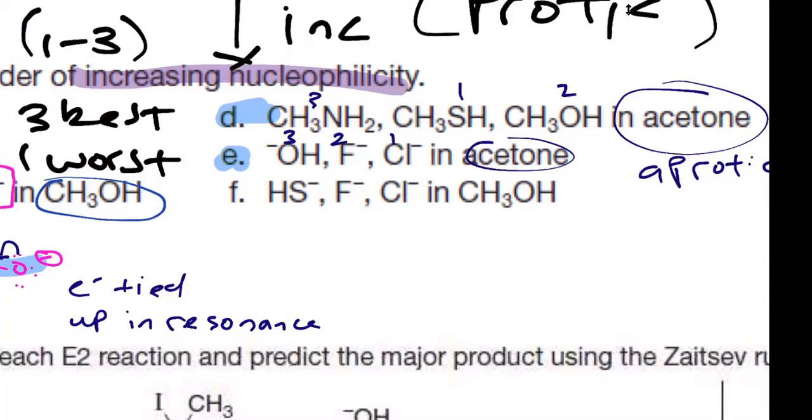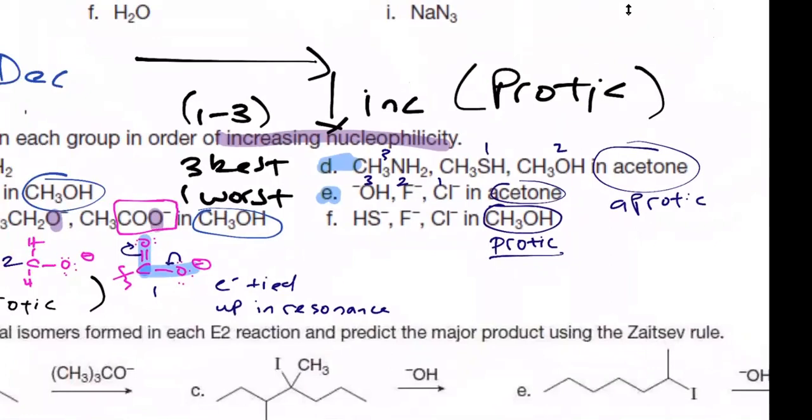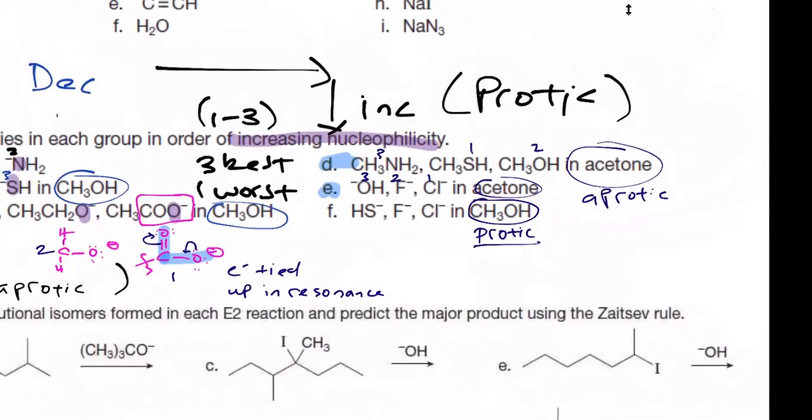And then what about F in methanol? So we're back in a protic solvent. So the trend is going to be what's shown up top. It's decreasing from left to right and then increasing from top to bottom.